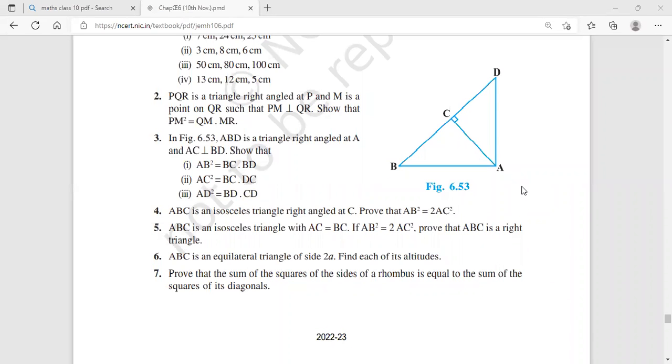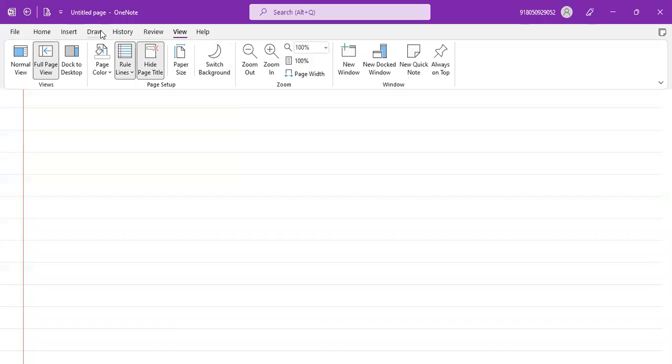We have to prove that in the 7th question, the sum of squares of sides of a rhombus is equal to the sum of squares of its diagonals. So there is a rhombus. If we add the squares of the sides, that is the sum of squares of the sides is equal to the sum of squares of its diagonals. Okay. Now let's do that. For this purpose, let's draw the rhombus first.